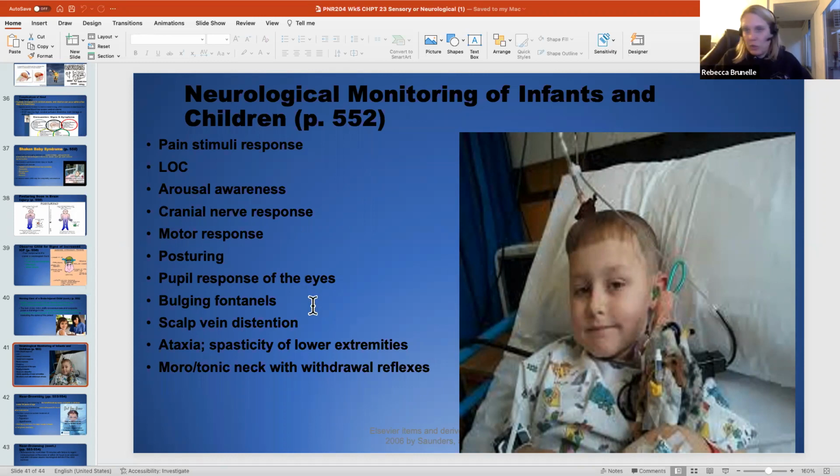Bulging fontanelles, so you're not going to see that in a 4-year-old because their sutures are closed, but you can see it in an infant. The fontanelles could be an indication of increased intracranial pressure. Same with scalp vein distension. More ataxic spasticity in their lower extremities, or not having normal reflexes.